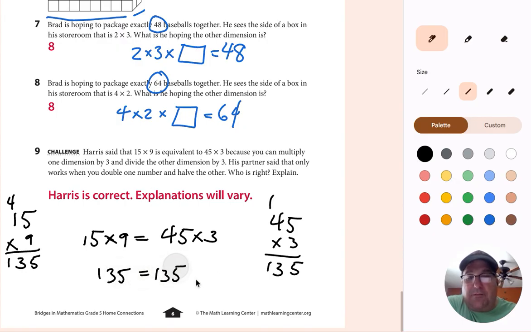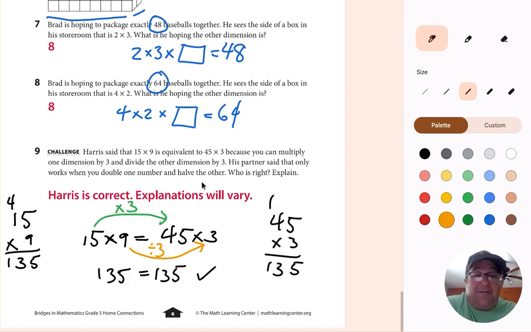And I told him too, hey, when you get into high school, you're going to prove. So if you proved it, cool. And it turns out Harris is right. Because what did we do to this 15? We multiplied it by 3. And we did the opposite to this 9. We divided by 3.